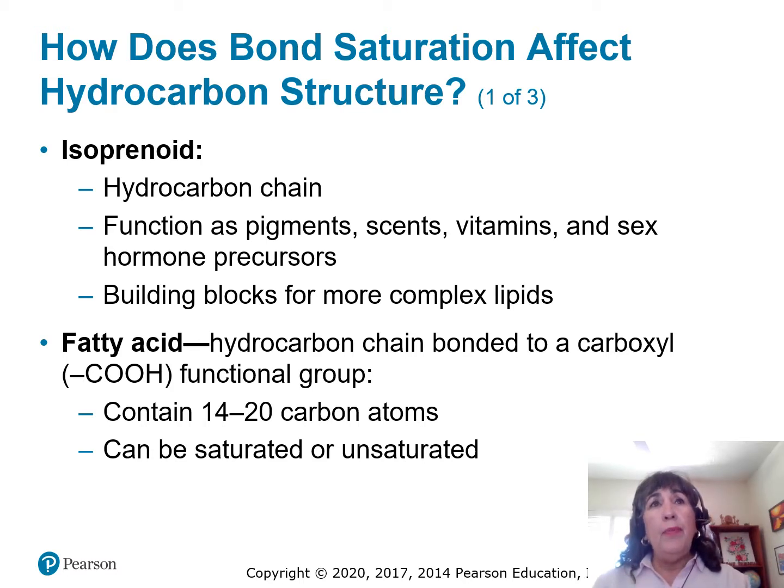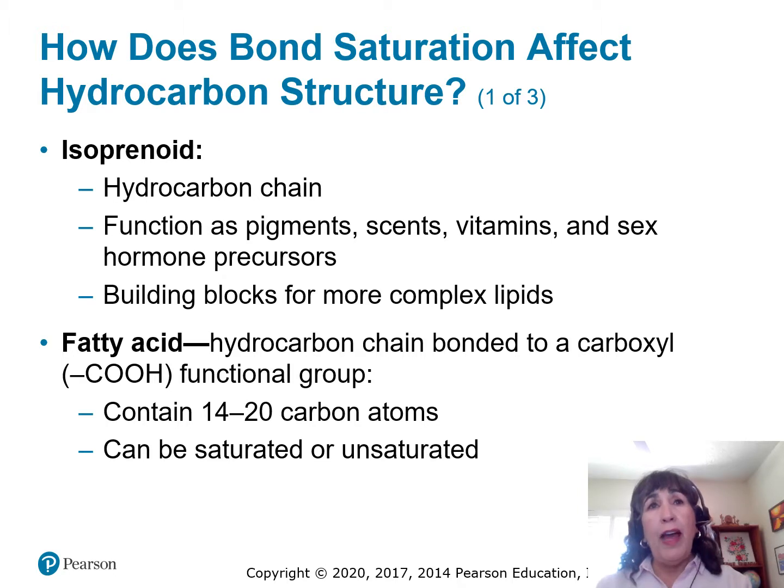So we look at the basic unit of these hydrocarbons, maybe we can consider it as an isoprenoid. Well, what is an isoprenoid? An isoprenoid is a hydrocarbon chain. That means that there's a carbon backbone and hydrogens coming from either side. And where do we see isoprenoids? We see them in pigments, scents, vitamins, and even as precursors for sex hormones. They're also the building blocks for more complex lipids, and the reason why this is important is because lipids are the major component of cell or plasma membranes.